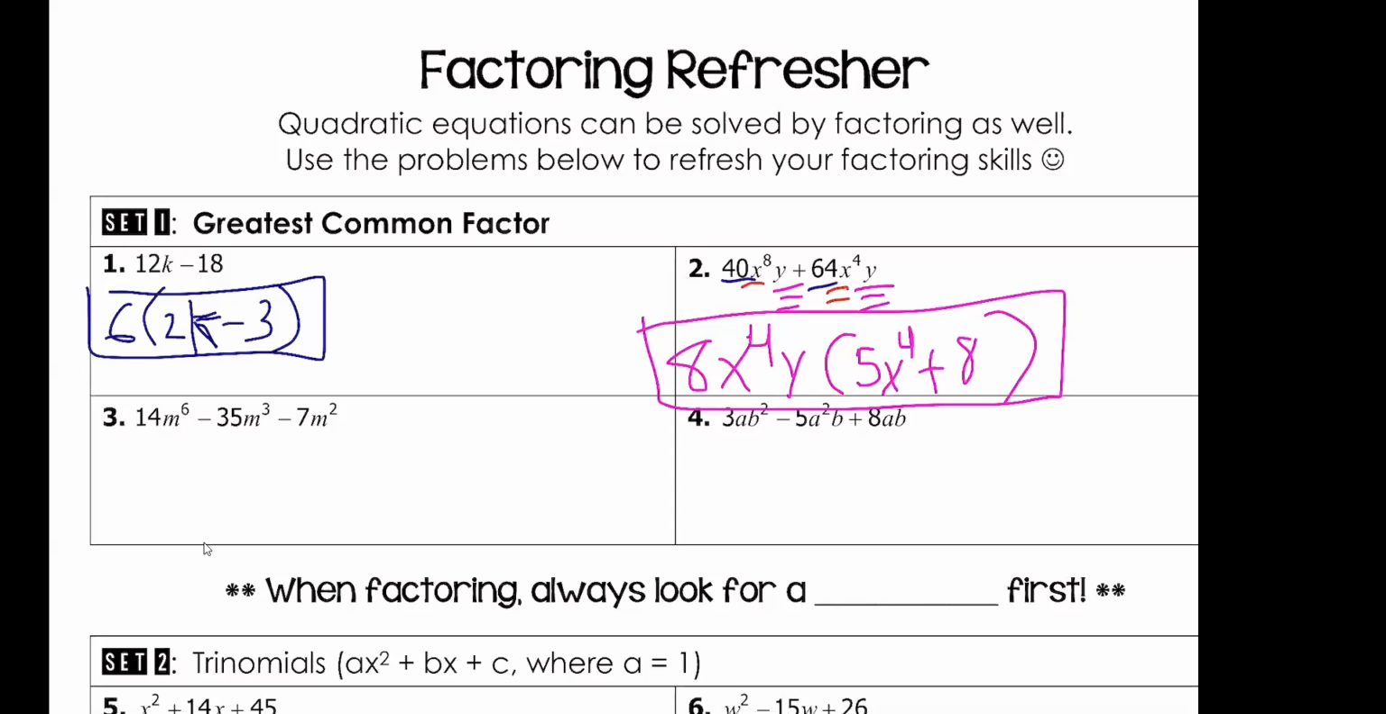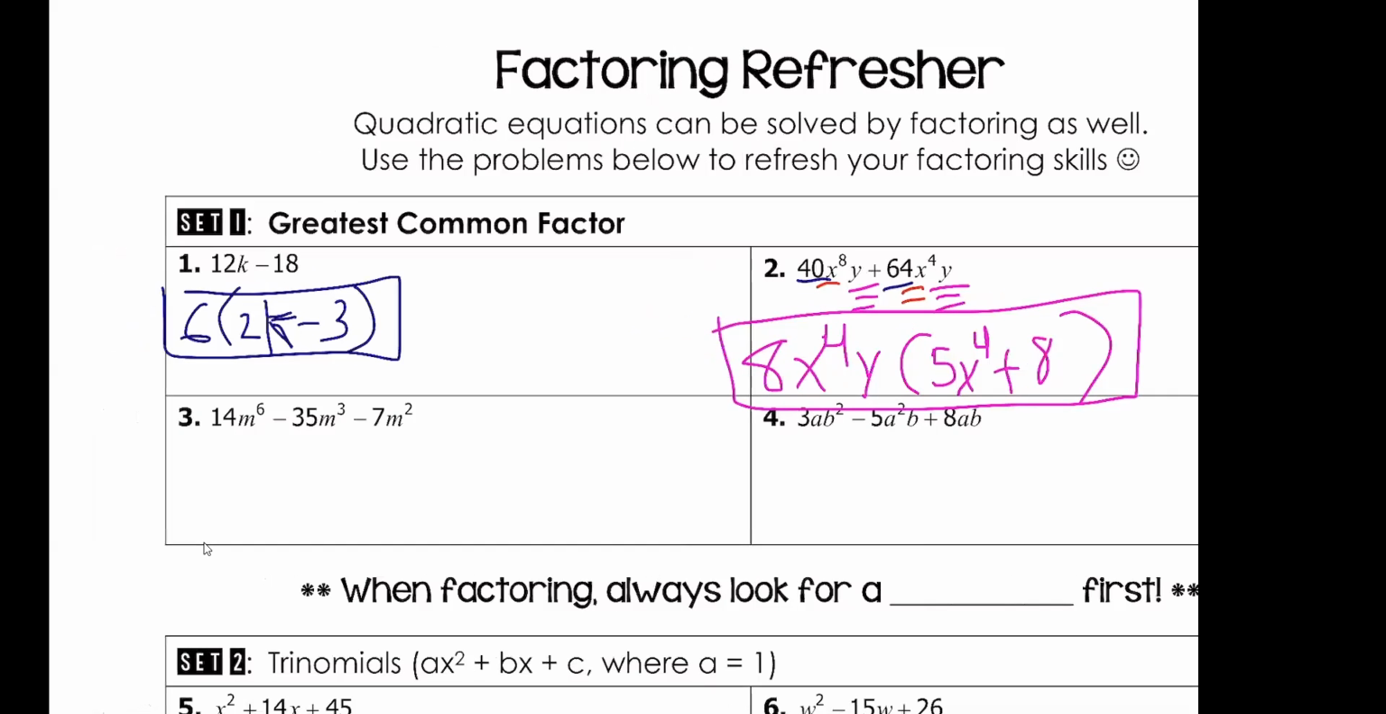One second. You should be able to pull out a variable in 3. Like you should be able to pull out some m's.